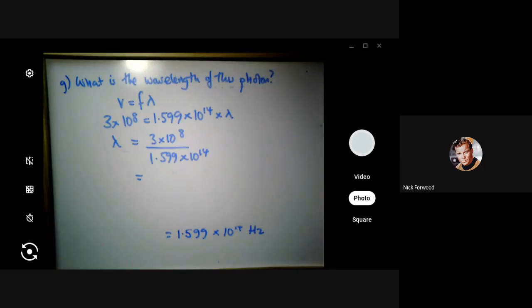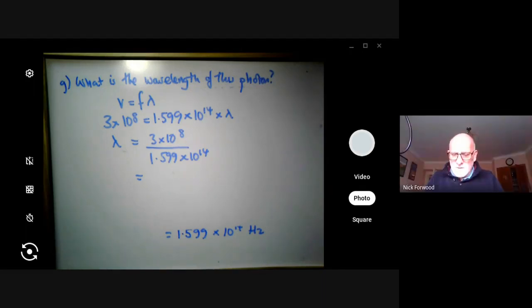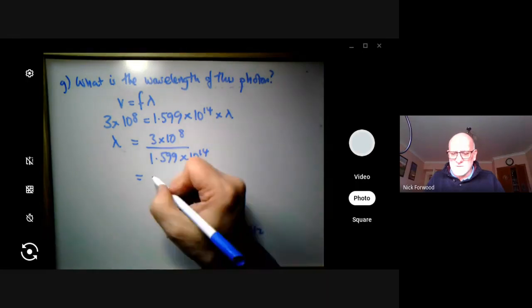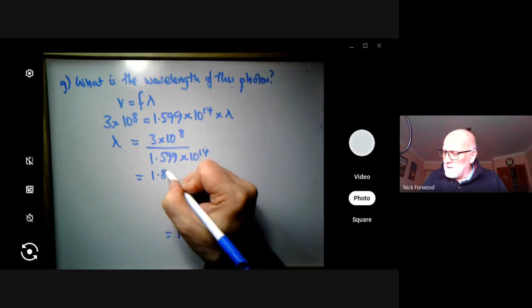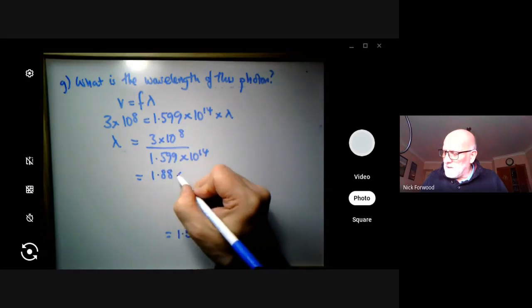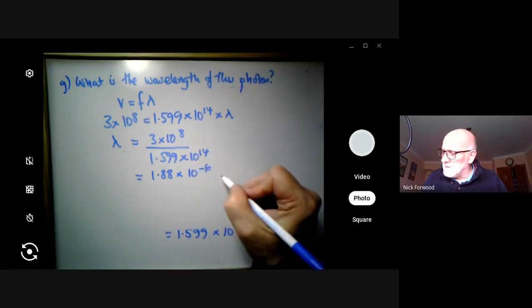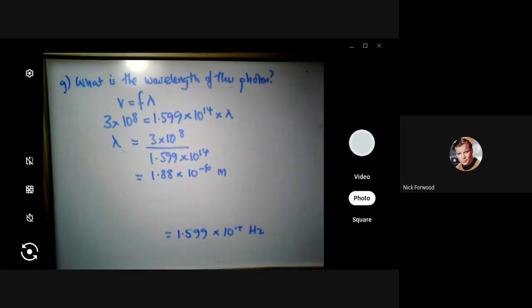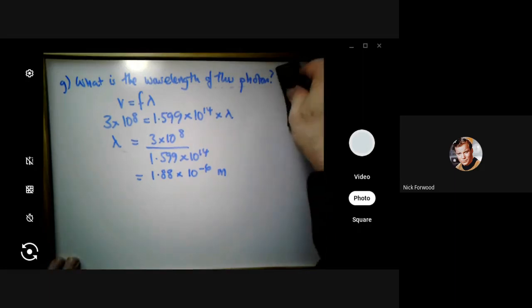3 times 10 to the power of 8 divided by 1.599 times 10 to the 14 equals 1.88 times 10 to the negative 6 meters. Okay, I'm going to write that on my sheet: 1.88 times 10 to the negative 6. Right, I'm now going to do a comparison between all the answers to those questions, which you'll be able to see on your piece of paper.